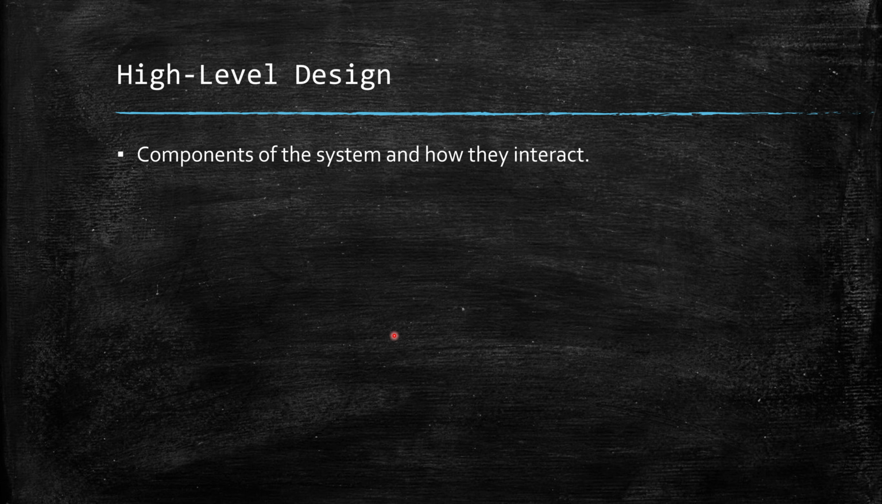High level design. The components of the system and how they interact, how different services interact, and how you are interacting with the database, all those things come under your high level design. Here you will show the data flow: how the user is making the request, how they are getting the data from the database, what services are involved, and how those services are interacting with each other.